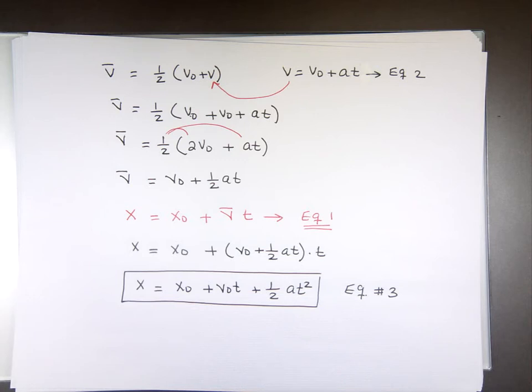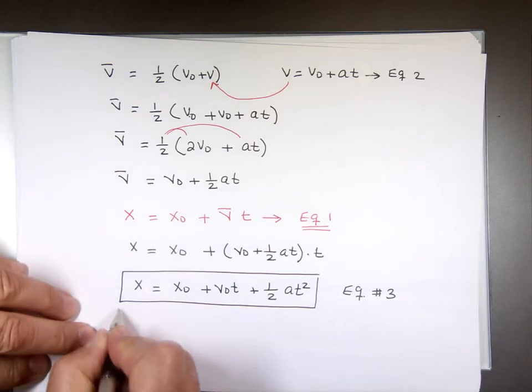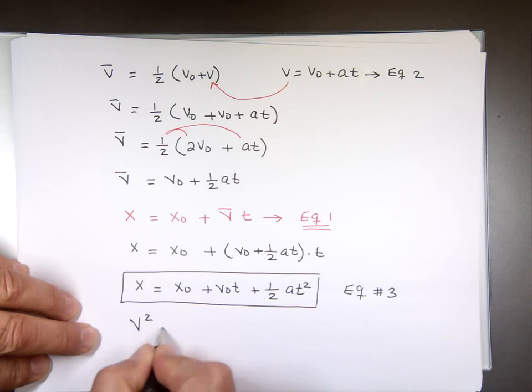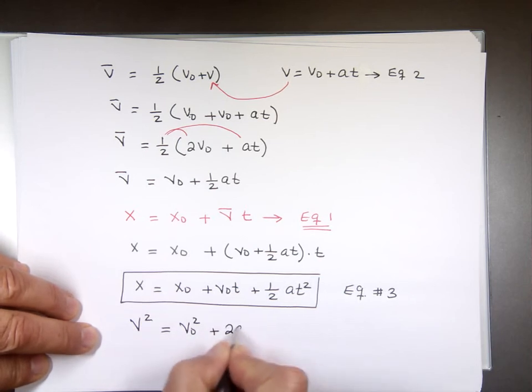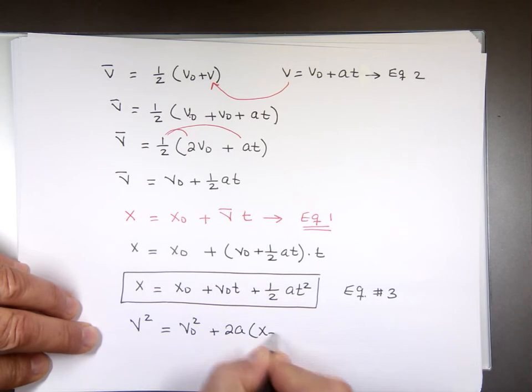And I will not torture you with equation number 4. I'll just put it there. V final squared equals V initial squared plus 2a times (x minus x sub 0). These are the 4 equations.